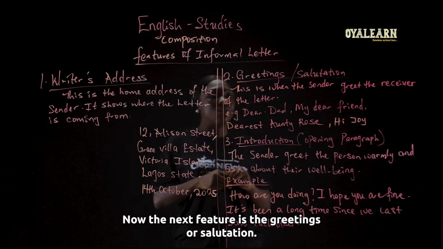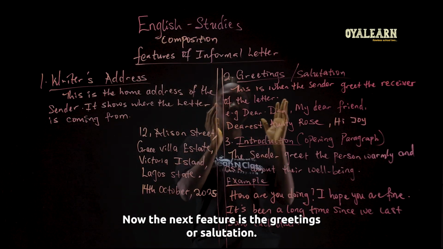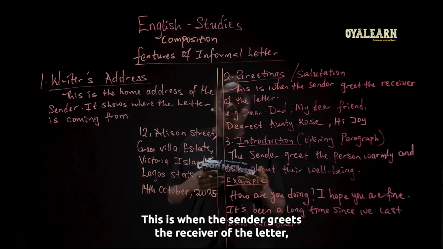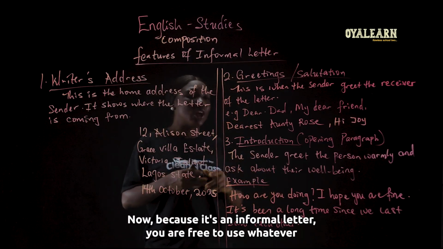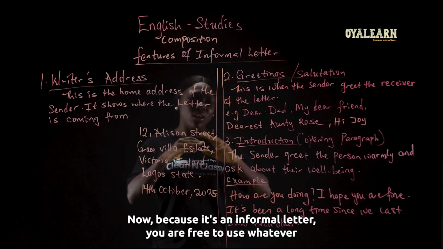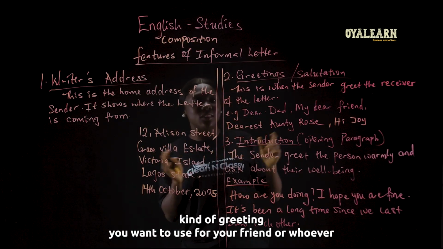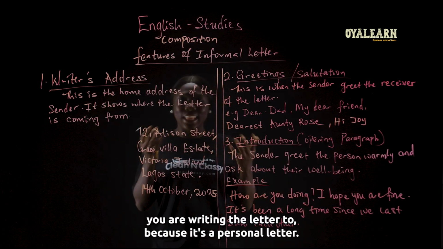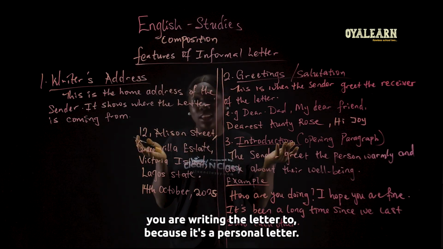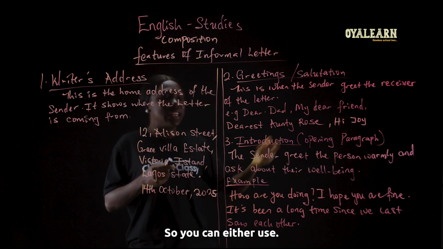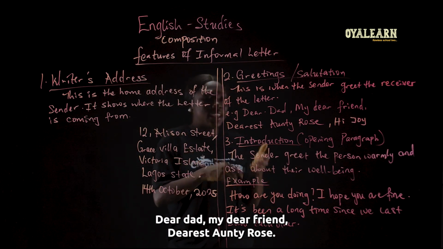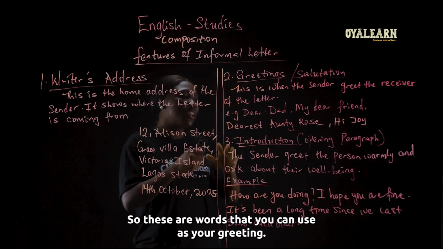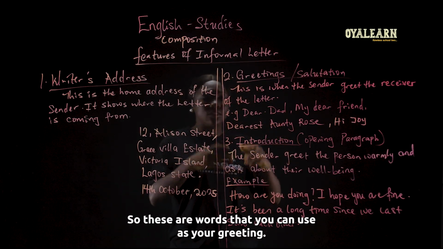Now the next feature is the greeting or salutation. This is when the sender greets the receiver of the letter, a very short greeting. Because it's an informal letter, you are free to use whatever kind of greeting you want for your friend or whoever you are writing to, because it's a personal letter. You know the person, so you can use: dear dad, my dear friend, dearest Auntie Rose, hi Joy. These are words that you can use as your greeting.